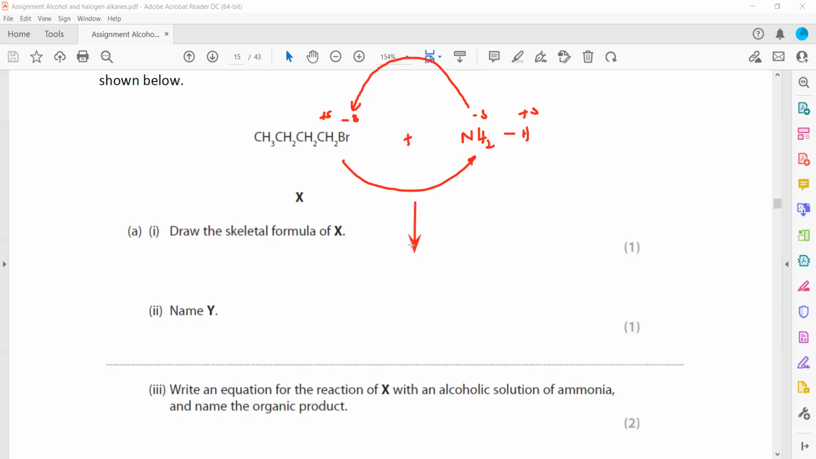So if we have alcoholic ammonia, then in that case, we'll have a nucleophilic substitution reaction. But if we have potassium hydroxide or sodium hydroxide alcoholic, that time an elimination reaction will occur. So NH2 will take the position. What will the product be? It will be CH3, CH2, CH2, CH2, NH2, an amine, like butylamine.